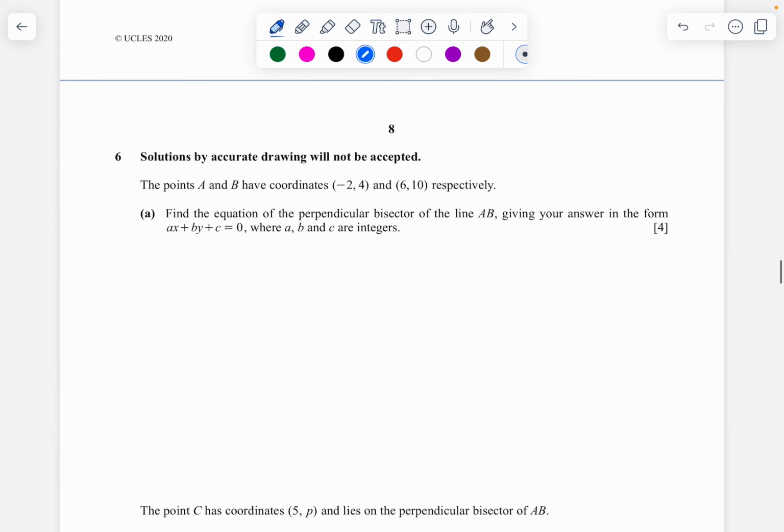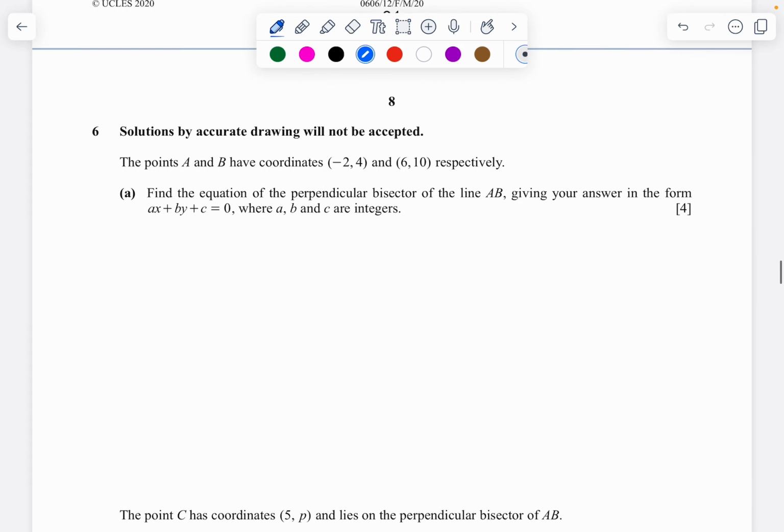Okay, the points A and B have coordinates negative 2 comma 4 and 6 comma 10 respectively. Find the equation of the perpendicular bisector of AB. Bisector means first we need to find the midpoint. How do we find it? (x1 plus x2) by 2 comma (y1 plus y2) by 2. So this gives me 2 comma 7. So this is the midpoint.